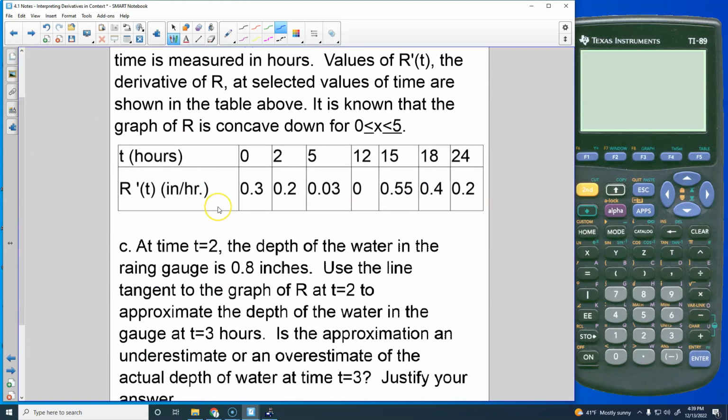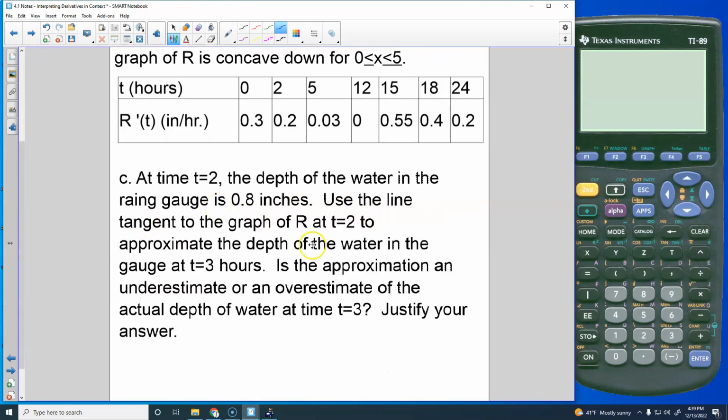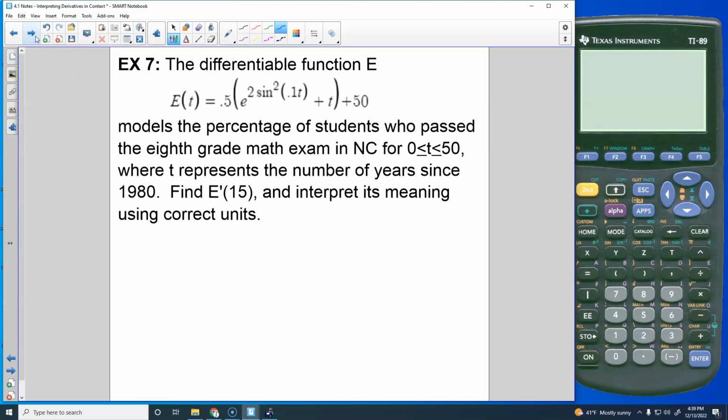Okay, I'm going to skip C because we have not done this line approximation stuff yet. So we're going to get to that in this unit, but I'm not going to do this problem. And we're going to skip to this last one. So we've got this equation. It models the percentage of students who pass the 8th grade math exam in North Carolina from 0 to 50, where T represents the number of years since 1980. We want to find E prime of 15 and interpret its meaning in using correct units.